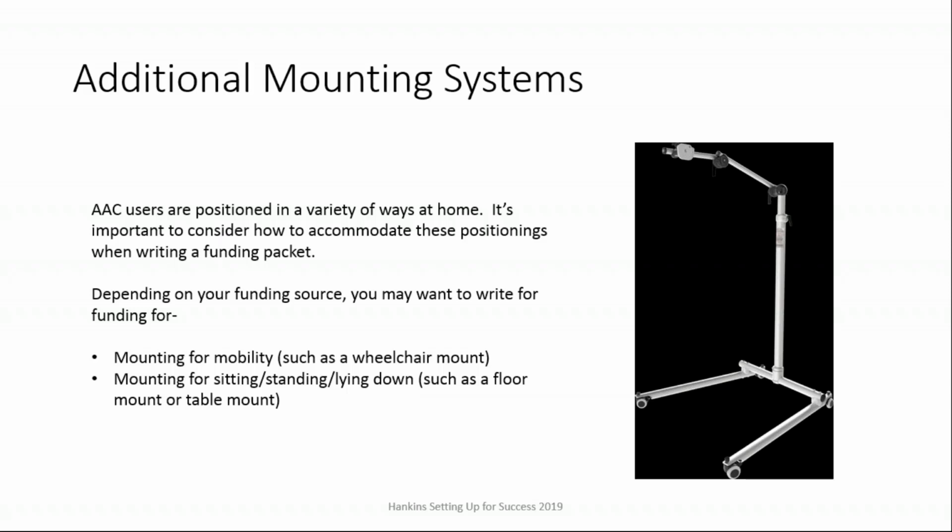So you want a mount for mobility, like a wheelchair mount or a mount for your walker. You might want a mount for sitting or standing or lying down, like a floor mount or a table mount. So we typically, when we write packets, and it's mostly funded where we are in our state, a means of communication for eye gaze, at least, that provides some sort of position in their chair, but then additionally position to support positioning somewhere in the home that isn't in their wheelchair.